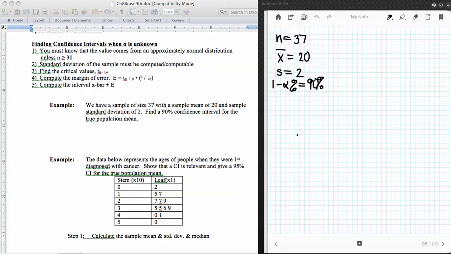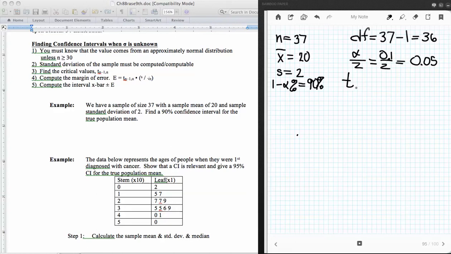So here's our example. We have a sample of size 35, sample mean of 20, and sample standard deviation of 2. We want to find a 90% confidence interval for the true population mean. So I've written down all of my stats here, and I have degrees of freedom, which is n minus 1, that would be 37 minus 1, which is 36, and then I have my alpha over 2 value, which is 0.1 divided by 2, which is 0.05, and then I want to go and find my t.